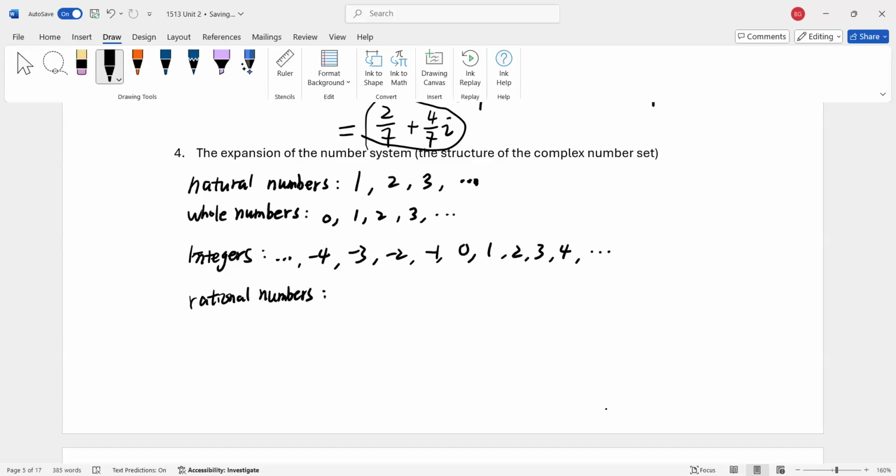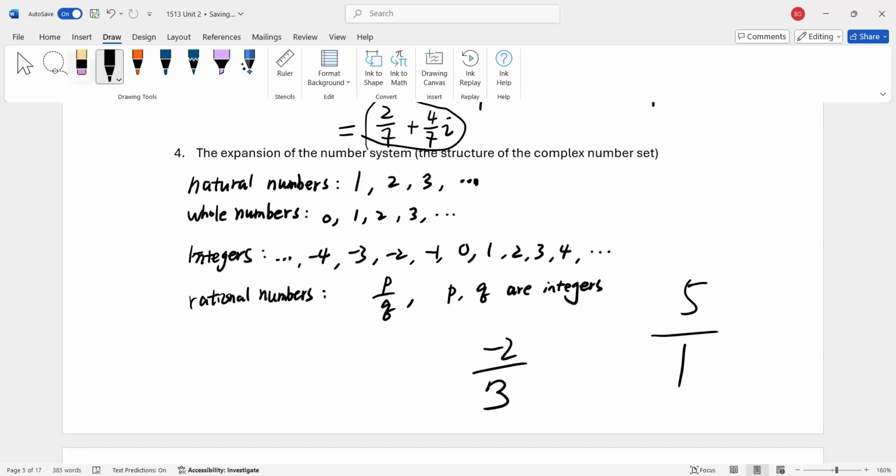The formal definition for a rational number is anything that can be written in the form p over q, where p and q are integers. Simply put, you can understand rational numbers as fractions, or anything that can be written as a fraction. You might wonder, is 5 a fraction? Technically, yes, you can write 5 as 5 over 1, right? Anything that can be written as an integer over an integer is a rational number. 5 is a rational number because you can write it as 5 over 1, or negative 2 over 3. Those are rational numbers.